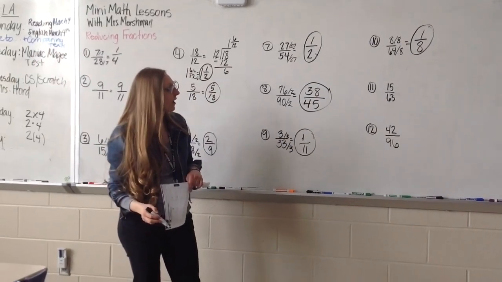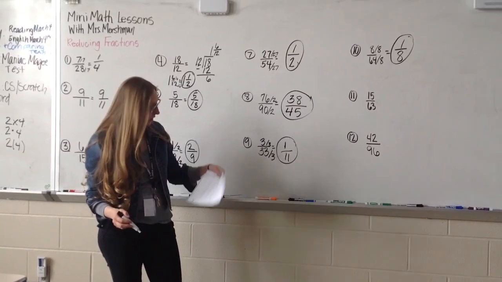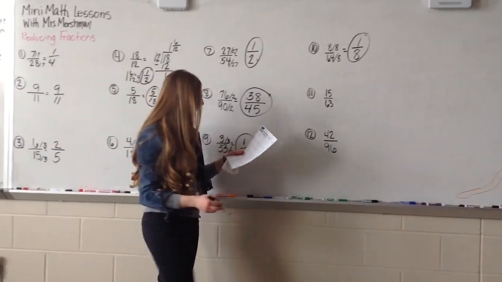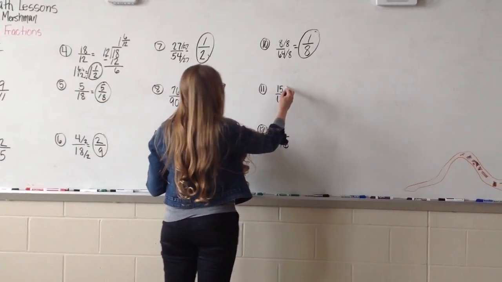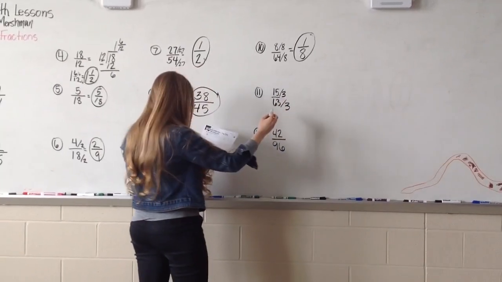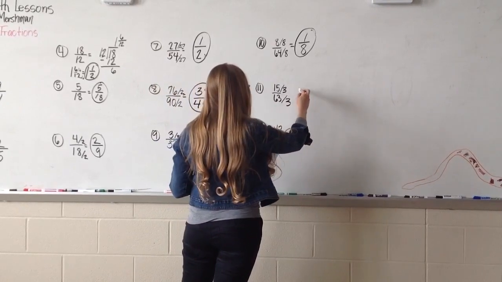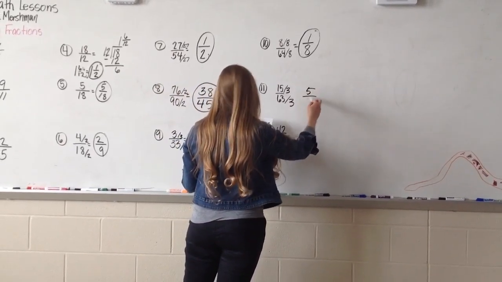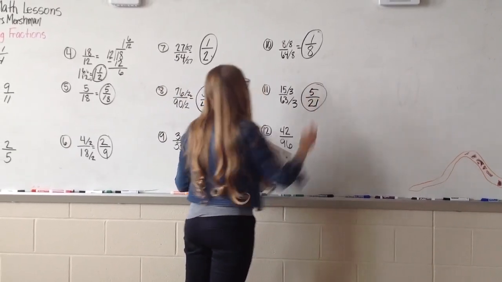On number 11, I have 15/63. I can take 15 and 63 and find the greatest common factor of 3. I divide both by 3, and I end up with 5/21.